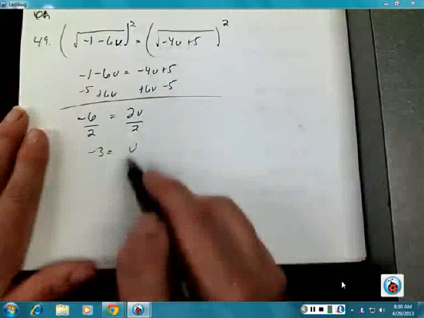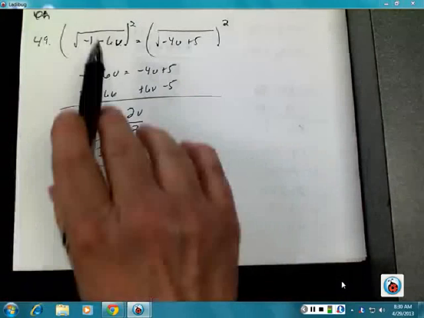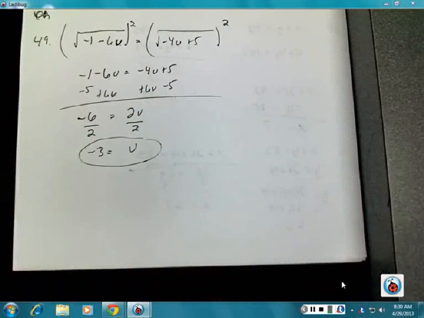So negative 3 would be my answer, right? But if that would make any of this stuff come out negative, then I can't use it. So keep that in mind sometimes with those. Again, be careful with what you have. All right, anything else in Chapter 9? Okay.